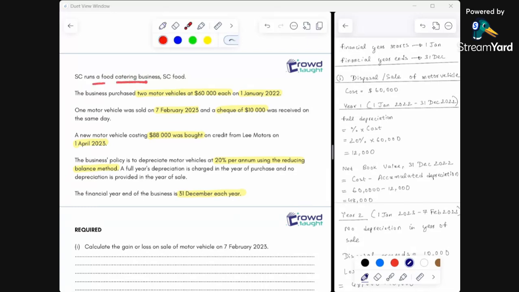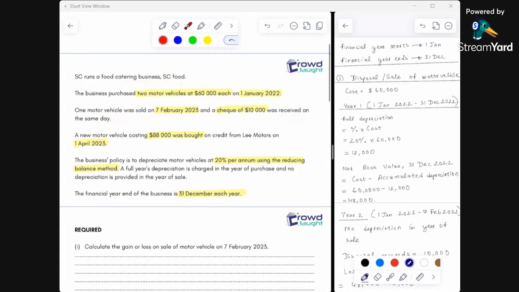SC runs a food catering business, SC Food. The business purchased two motor vehicles at $60,000 each on 1 January 2022. So we understand that we bought two motor vehicles at a cost of $60,000 each, altogether $120,000, and we bought this on 1 January 2022. One motor vehicle was sold on 7 February 2023, and a check of $10,000 was received on that same day.